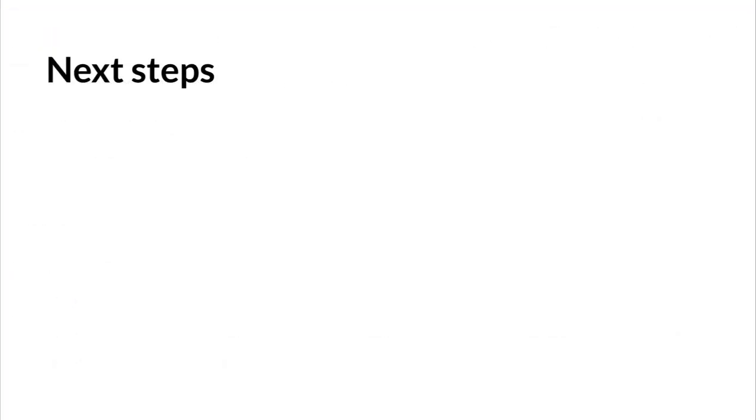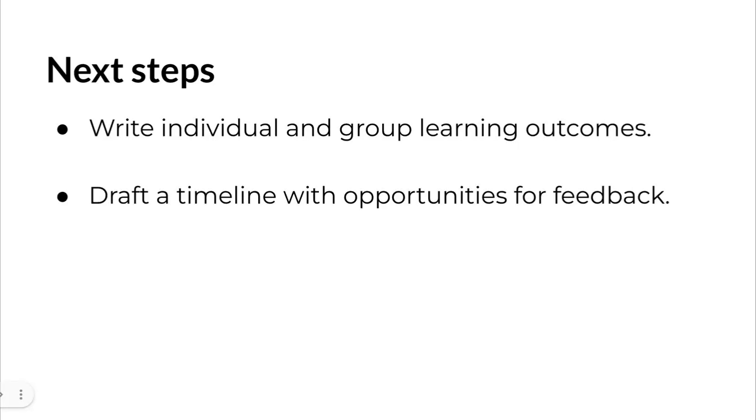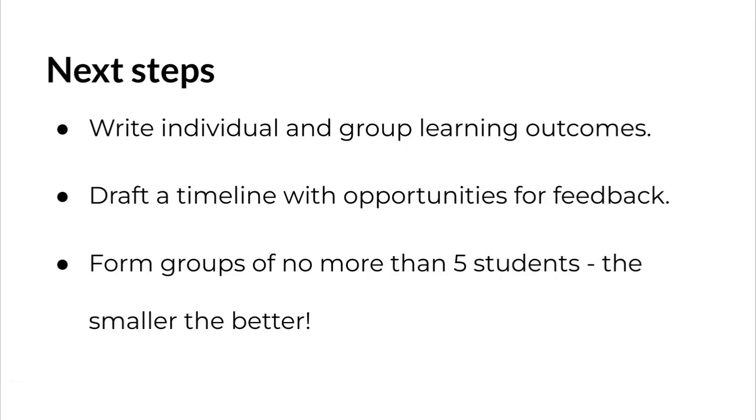Complete these 3 next steps to get started on your group project. Write individual and group learning outcomes. Draft a timeline with opportunities for feedback. Form groups of no more than 5 students. The smaller, the better. Together, learning outcomes, a flexible timeline, and proper setup will best prepare yourself and your students and produce successful group project results.